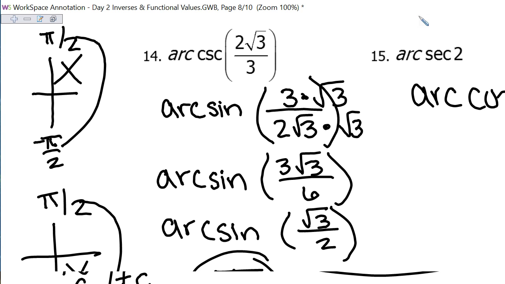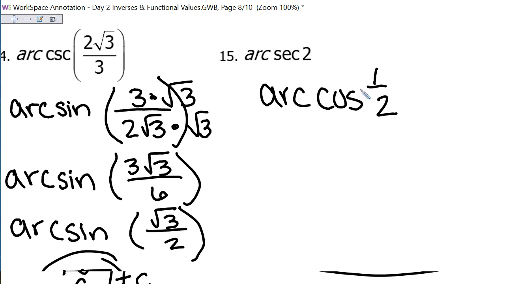If arcsecant is 2, arc cosine would be 1/2. And if I'm talking about cosine, cosine is functional from what to what? 0 to pi. So I have to be up here in either quadrant 1 or 2. Which one can I mark out? Quadrant 2. In quadrant 2, cosine is negative, so it's not quadrant 2. It has to be in quadrant 1.